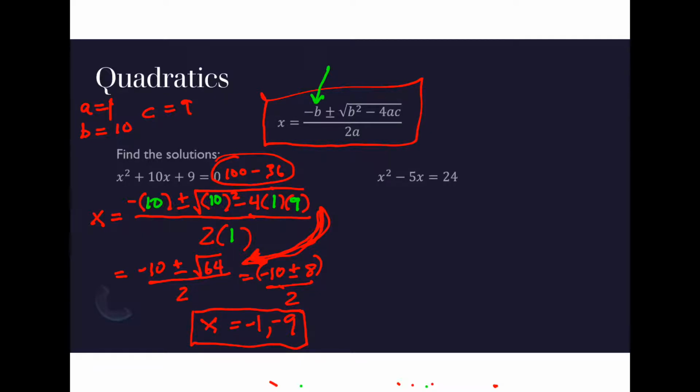Now you'll notice in my previous one that this was already solved for 0. In this one, we don't have it solved for 0. We have it equal to 24. So we want to rewrite that. We want to subtract 24 to the other side. So I have x squared minus 5x minus 24 equal to 0. And so my a, b, and c are identified here as a is equal to 1, b is equal to negative 5, and c is equal to negative 24.